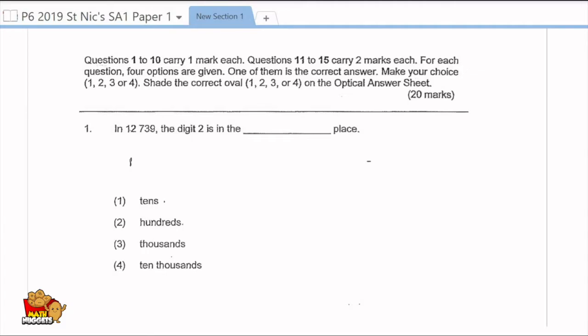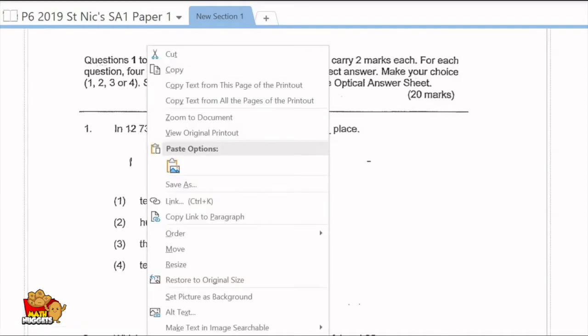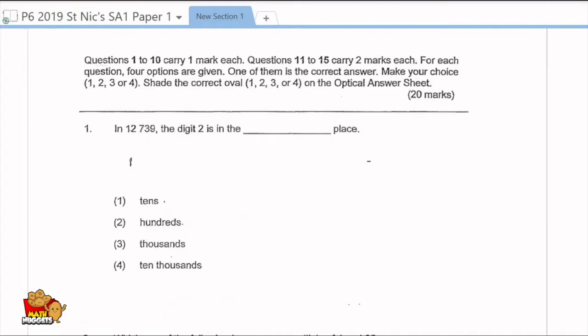So for question 1, the digit 2 is in the... so the 9 will be in the ones place, 3 will be in the tens place, 7 would be in the hundreds place, and 2 would be in the thousands place. Option 3.